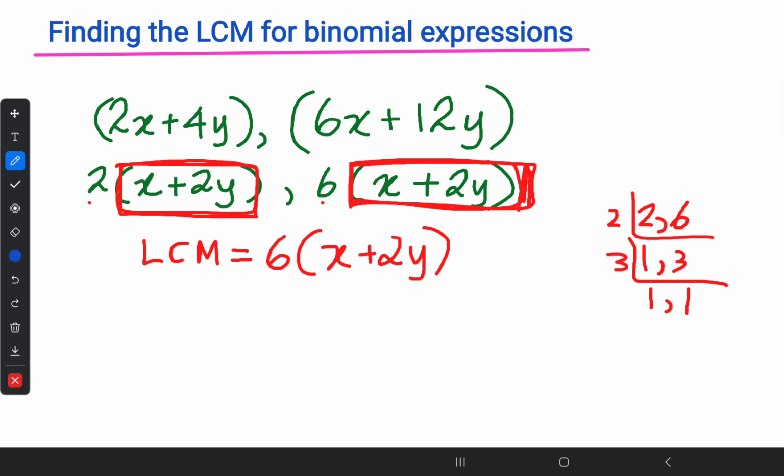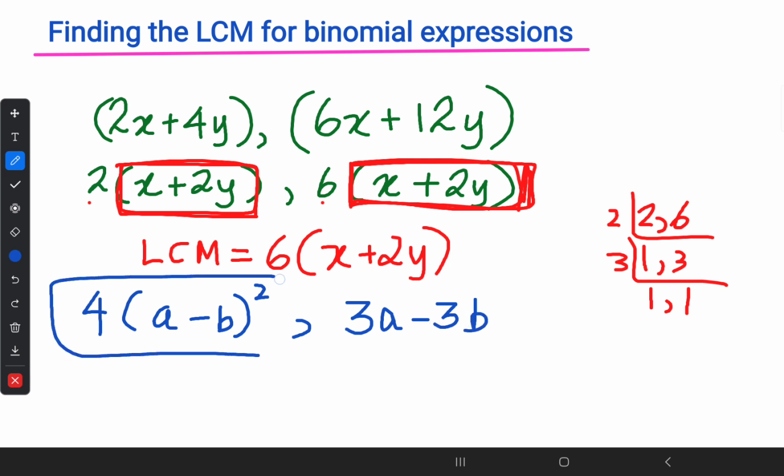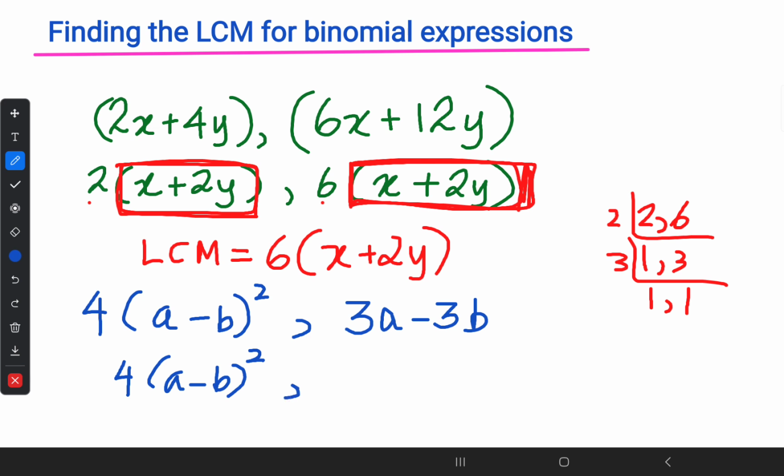Thereafter, we will have another question. It has 4 times (a minus b) whole square, comma, and 3a minus 3b. The first is already factorized, so I will write that as it is. No need to expand this. In the next one, I can select 3 as a common factor. After selecting 3 as a common factor, inside the brackets we will have a minus b.